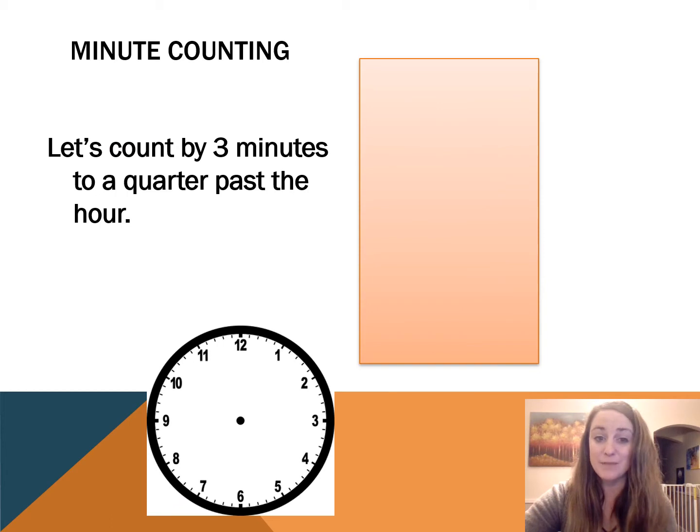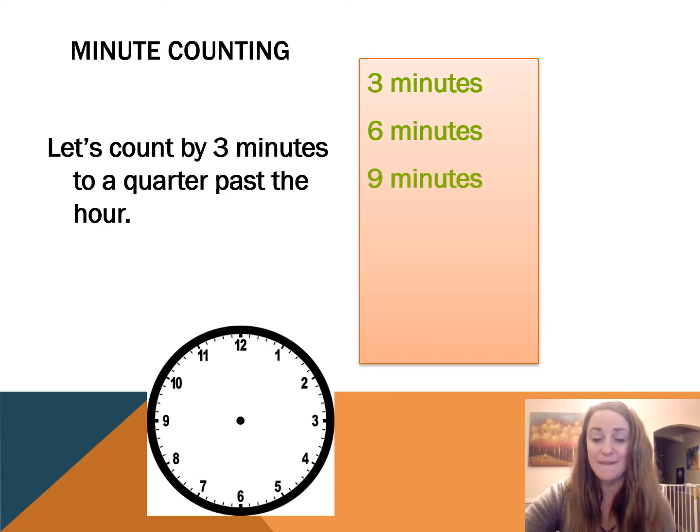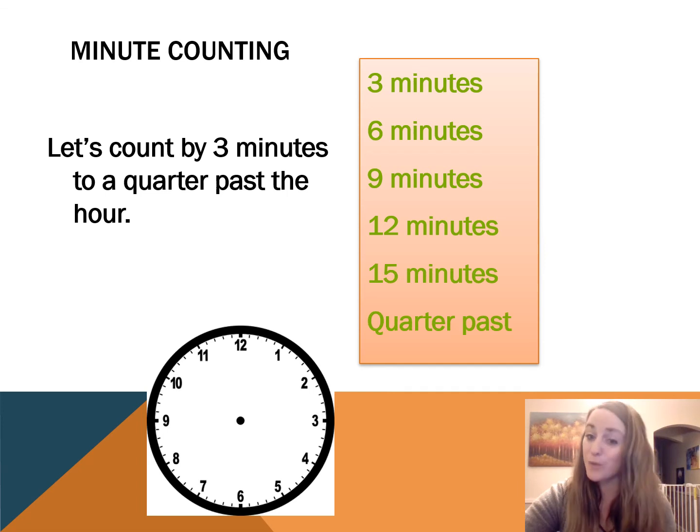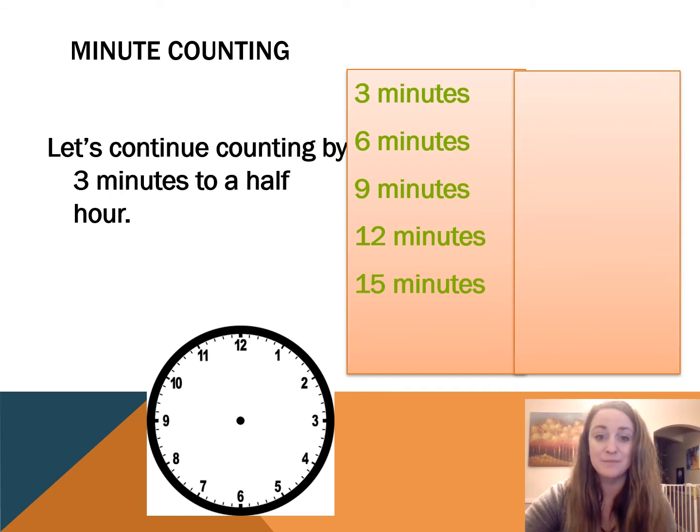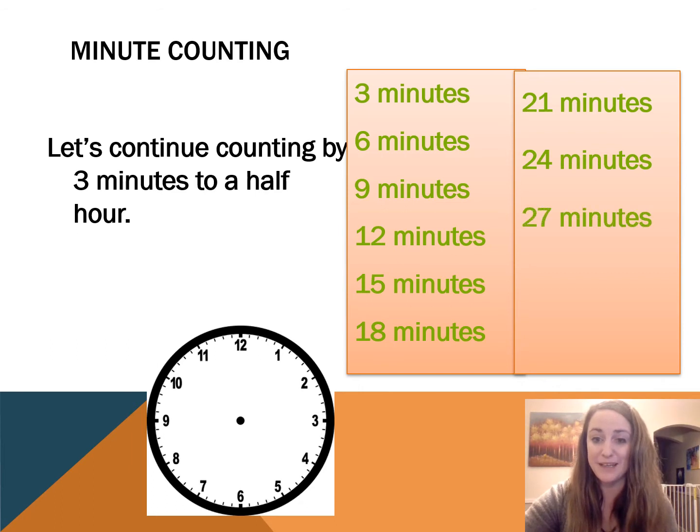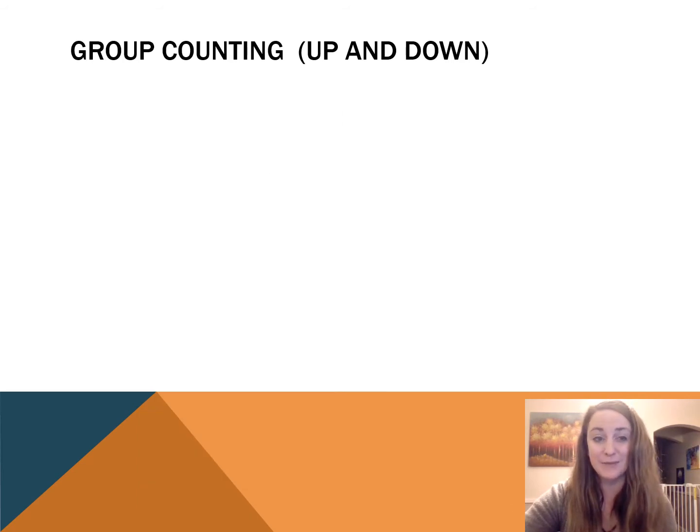Let's count by 3 minutes to a quarter past the hour. 3 minutes, 6 minutes, 9 minutes, 12 minutes, 15 minutes, or a quarter past. Let's continue counting by 3 minutes to a half hour. 18 minutes, 21 minutes, 24 minutes, 27 minutes, 30 minutes, or a half hour. Let's switch to group counting.